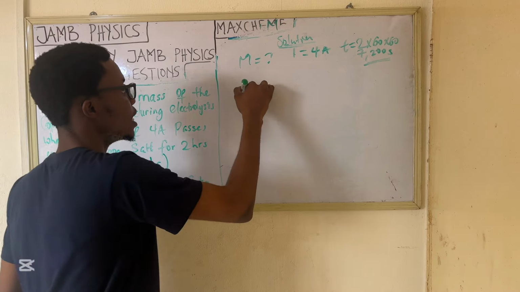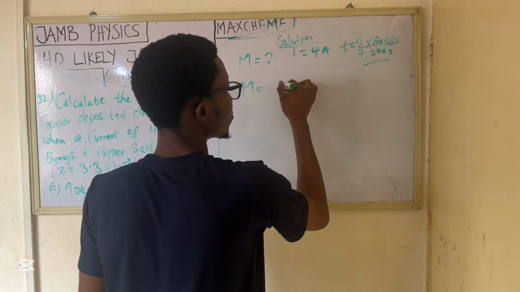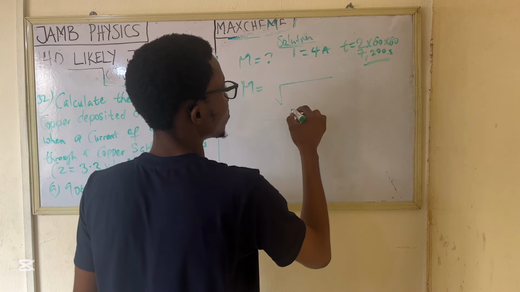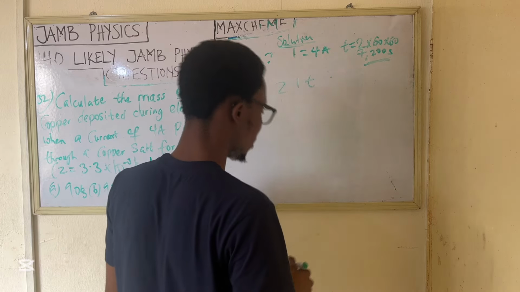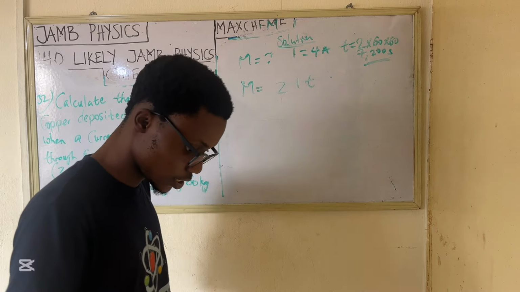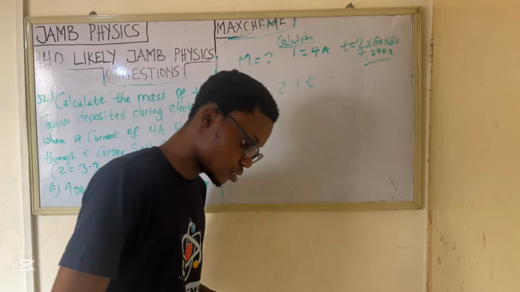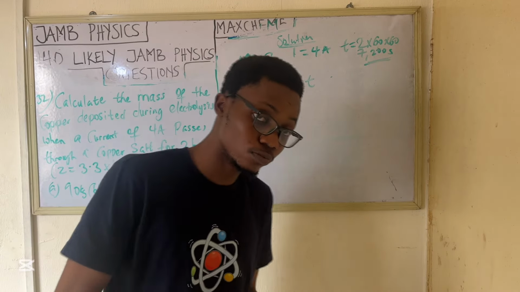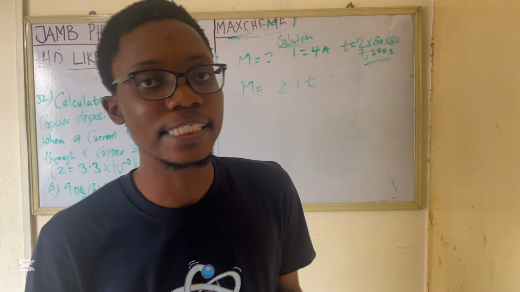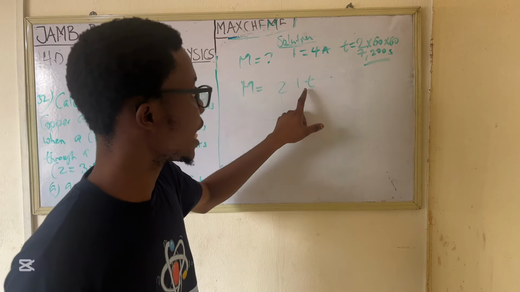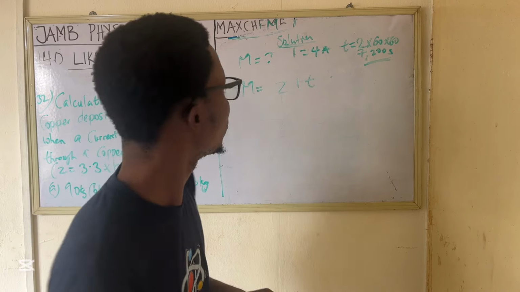We now have m equals ZIt. From our first law of electrolysis, it states that mass is directly proportional to the quantity of charge. So quantity of charge Q equals It. That's why we have It here. m equals ZIt, and this Z is our electrochemical constant.